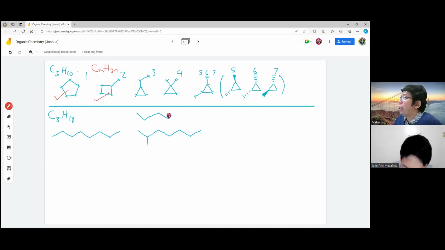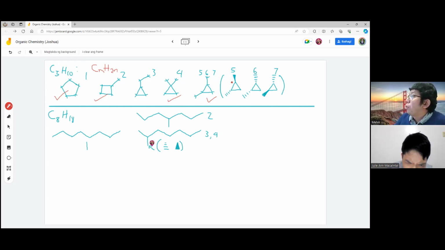And then, of course, cyclobutane na may isang methyl group. So, of course, you can also have cyclopropane na may dalawang methyl groups na nasa iisang number, so tama ito, or cyclopropane na ganyan. Okay? Then 5, 6, 7. Tama din yung 5, 6, 7 mo, Josh. That which will have different spatial isomers or stereoisomers.